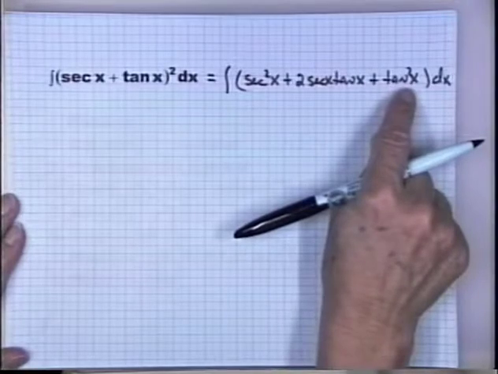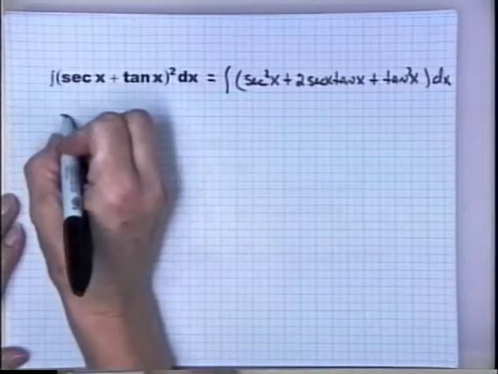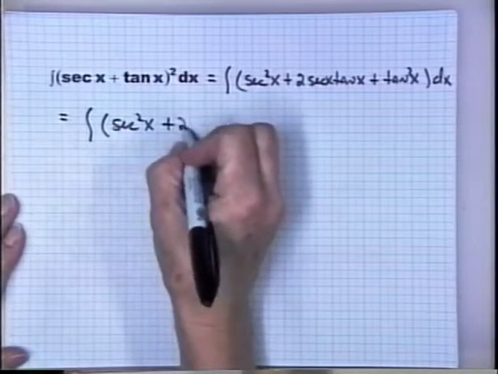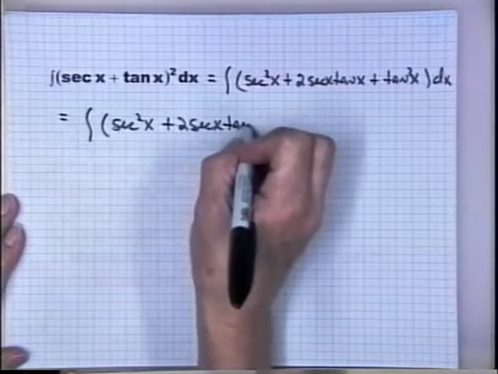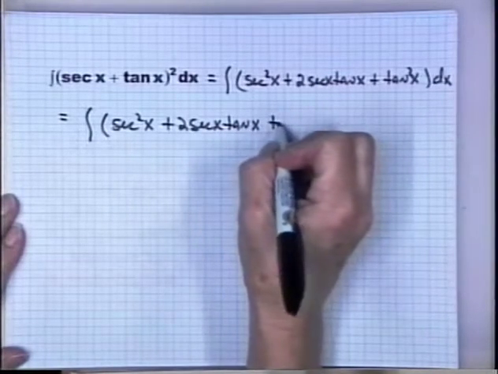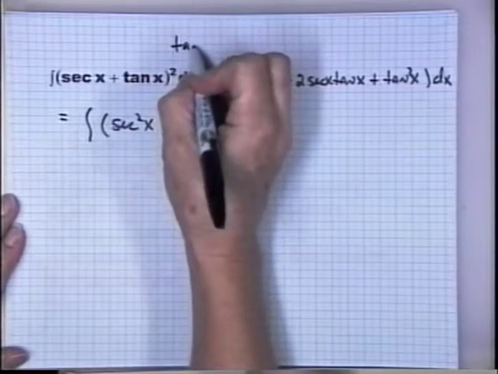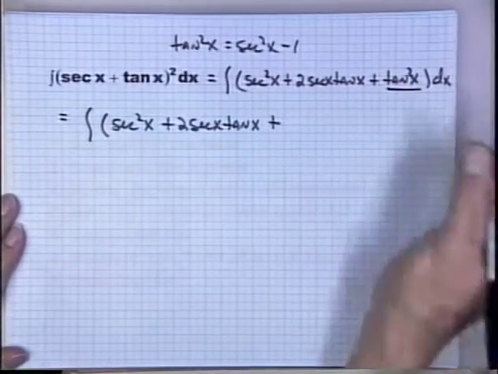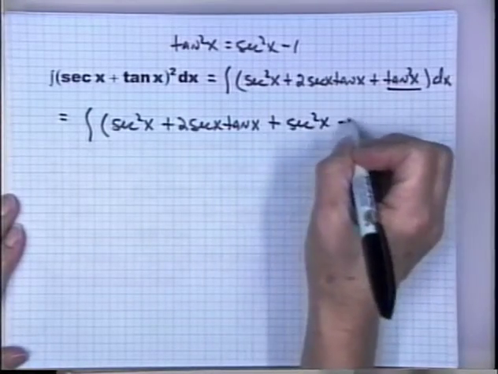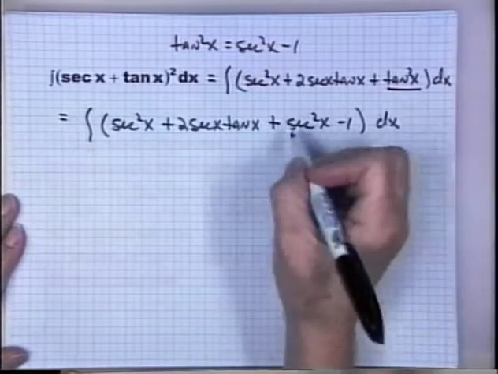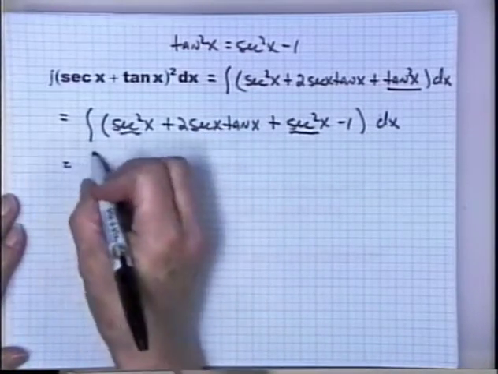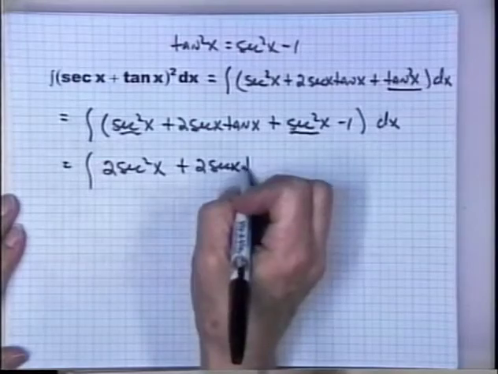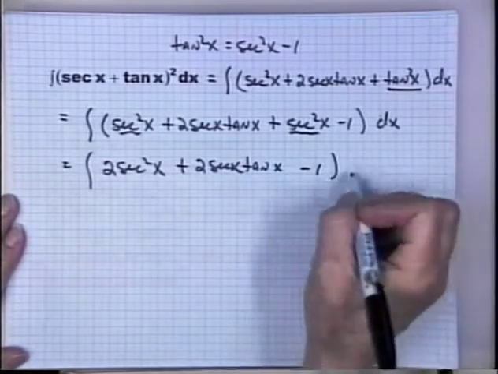So before I finish this problem, I'm going to think about an identity. So I'm going to leave my secant squared x plus 2 secant x tangent x. And you might recall that tangent squared x is equal to secant squared x minus 1. So I'm going to replace this tangent squared right here with secant squared x minus 1. Now this secant squared I can add with that one. So I have 2 secant squared x's. I have 2 secant x tangent x. And I have a minus 1.